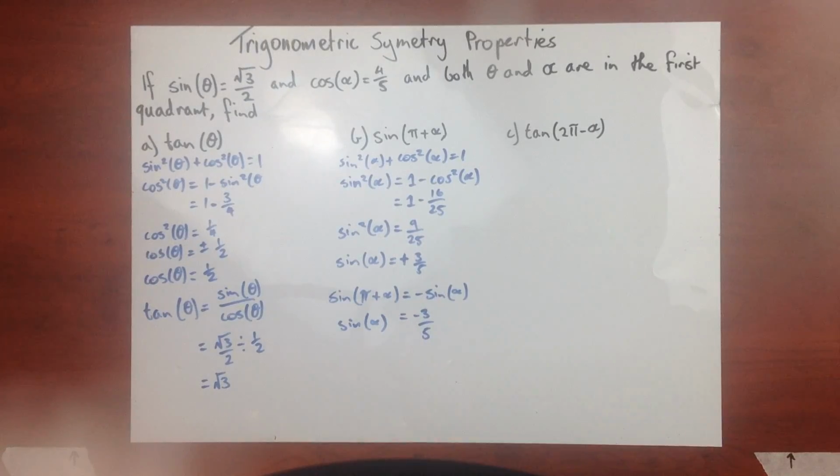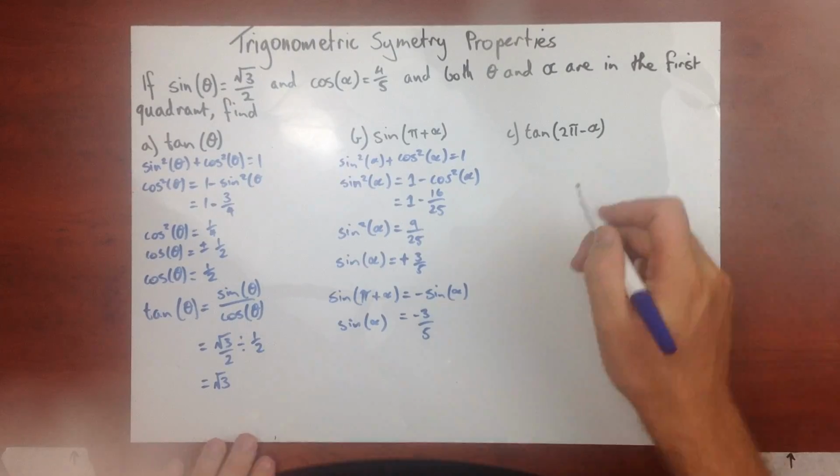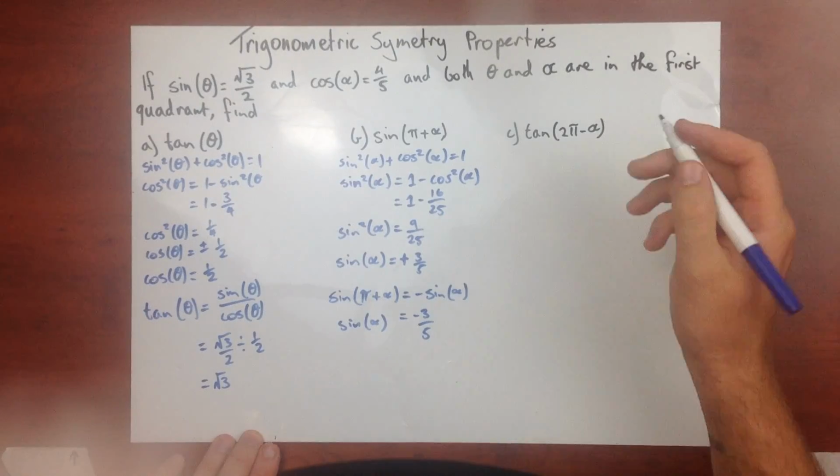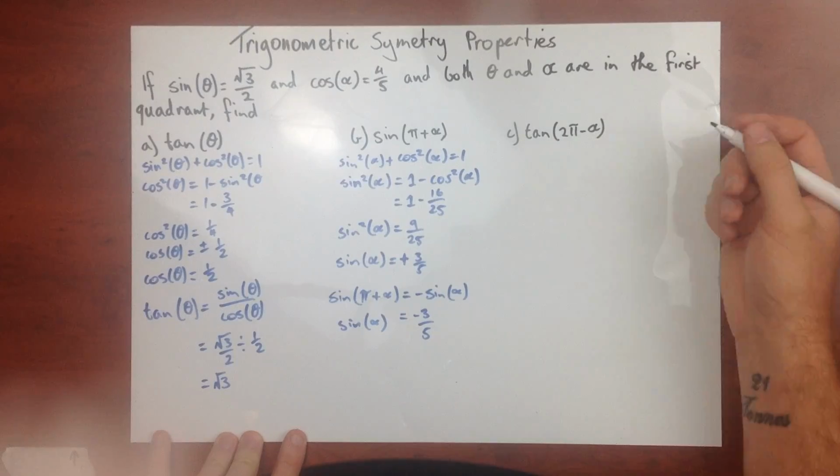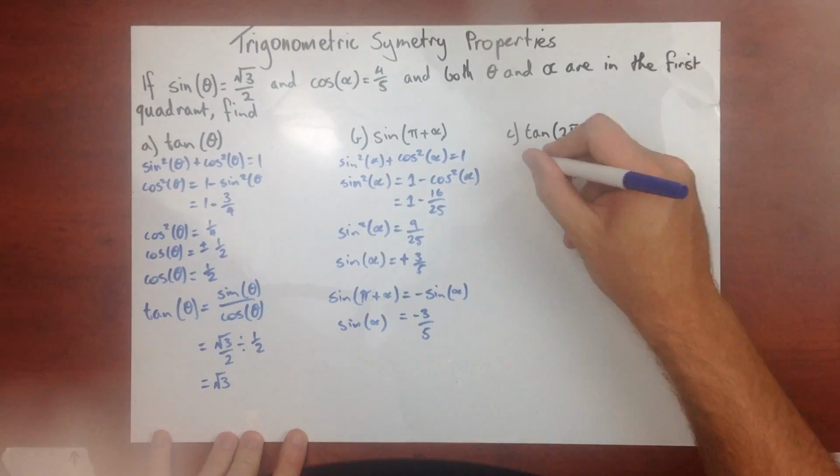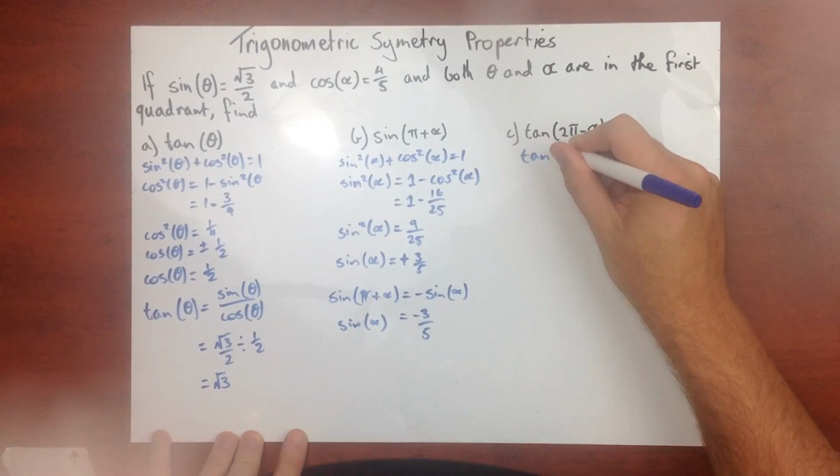Our next one here is tan of 2 pi take alpha. So what we need to do is look at our basic definition of tan.